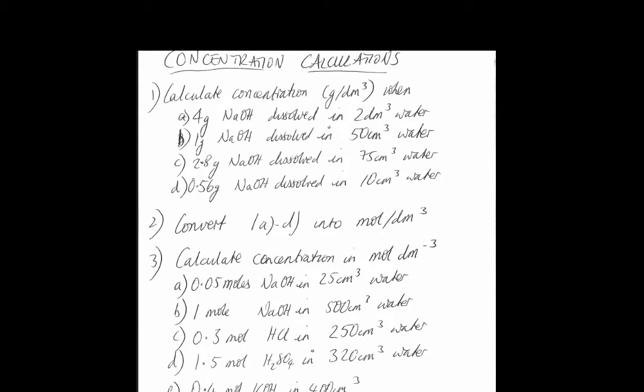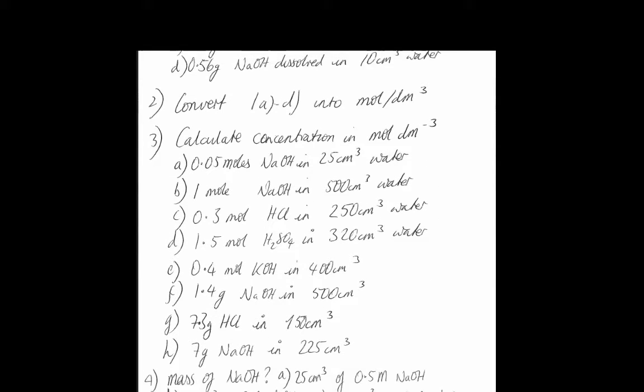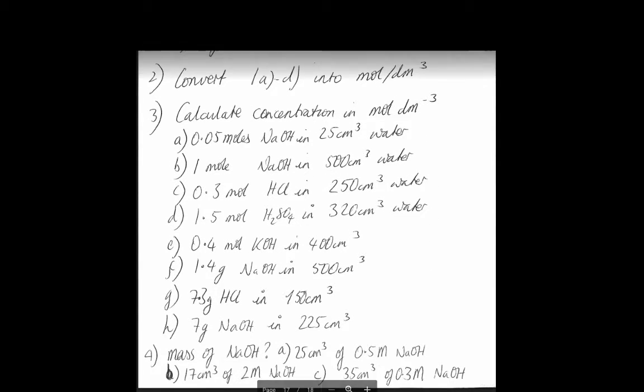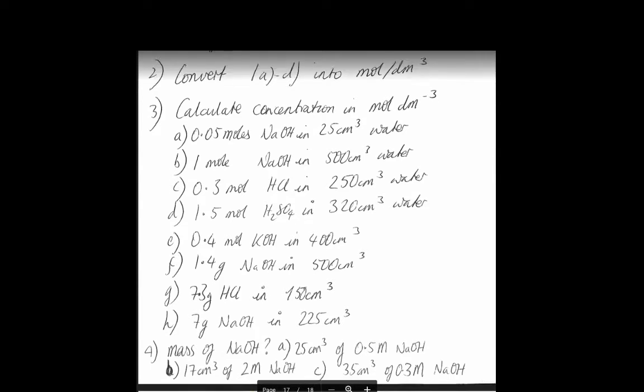Now this number 2 here, it's asking you basically to say, if I have 4 grams of sodium hydroxide, how many moles is that? And from there you can work out how many moles there would be in a decimetre cubed. And the final ones here, we've got 2 more left, concentration in moles per decimetre cubed. So here it's told you the number of moles and it's given you a volume of water, that's 0.05 moles in 25 centimetres cubed. So how many moles would there be in 1,000 centimetres cubed?